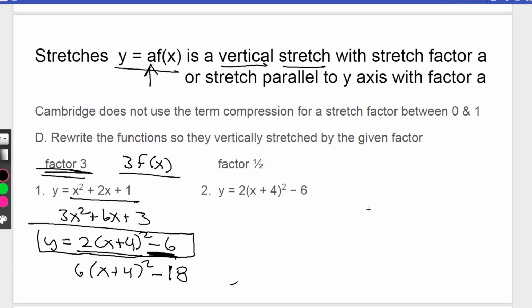All right, so pause this and try stretching this by a factor of 1/2. What that looks like is 1/2 f of x. And again, we're talking about vertical stretches right now. Pause it and then start back up again when you're ready.